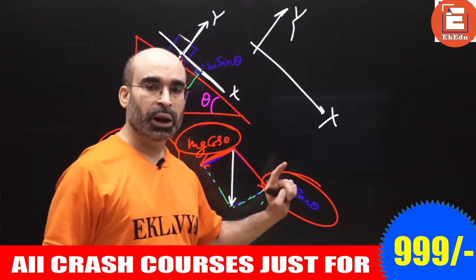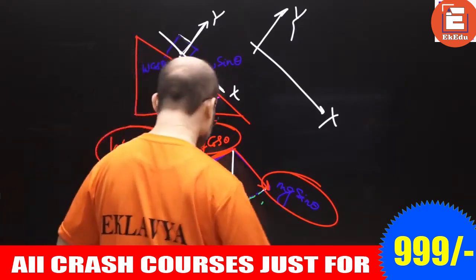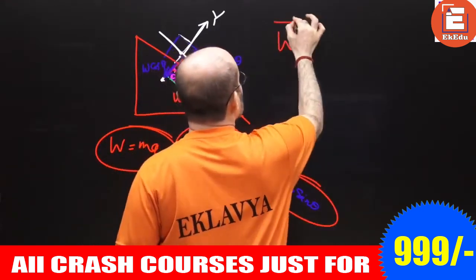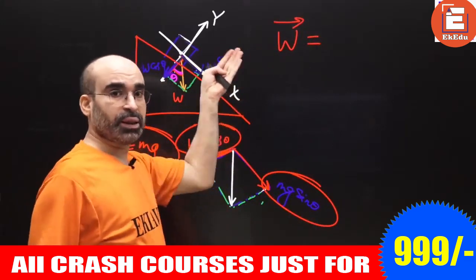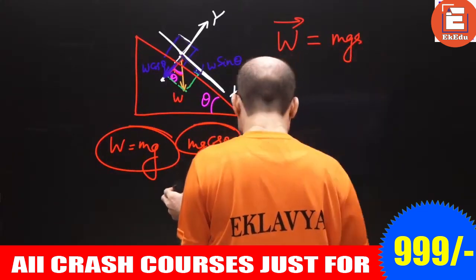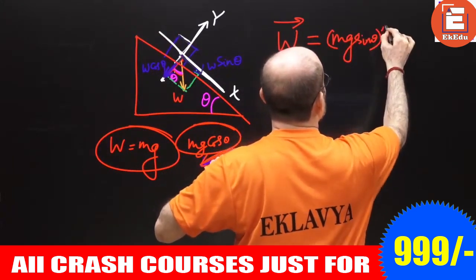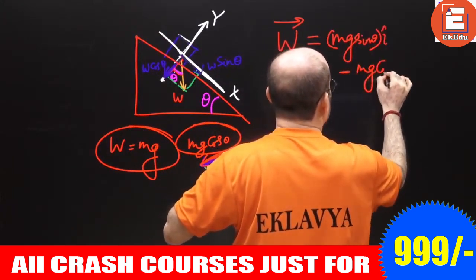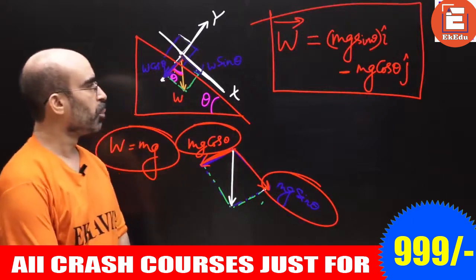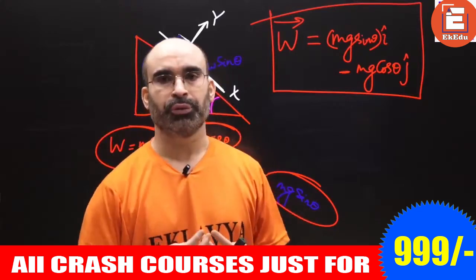So is this clear? So how can this vector be represented? Let us talk about this. This vector W, mg, right? This is expressed in this manner: mg sin theta along the x-axis, mg sin theta I cap, minus mg cos theta along the y-axis. So this is the representation. Understood?